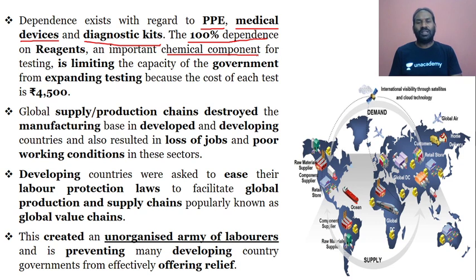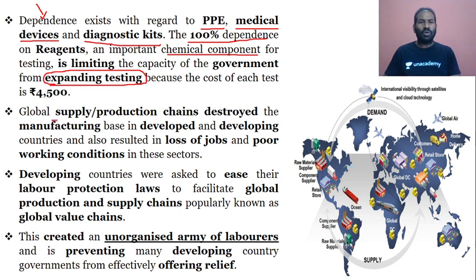Because of the liberalization, the government does not have control over the PPE, medical devices and diagnostic kits, which are essential at this moment. India actually wants to go ahead with more testing, but because of the shortage of diagnostic kits, ventilators, medical devices and PPEs, we are not able to expand our testing, and that is the main reason. Why? Because of the dependency.